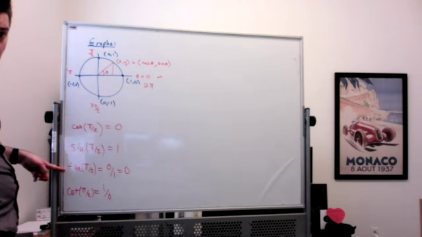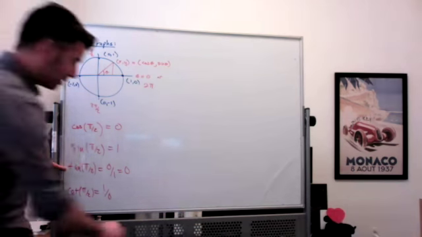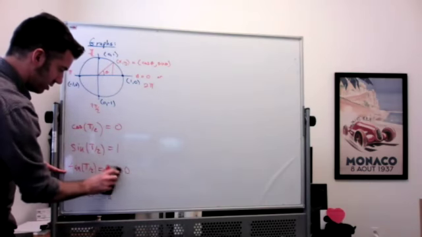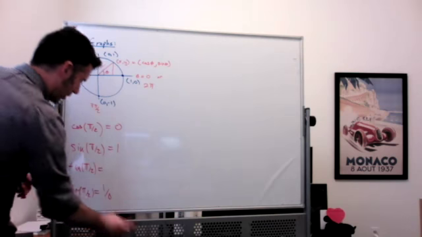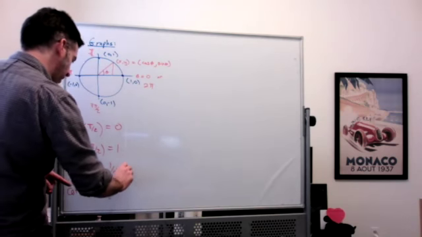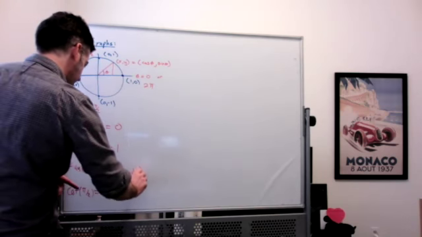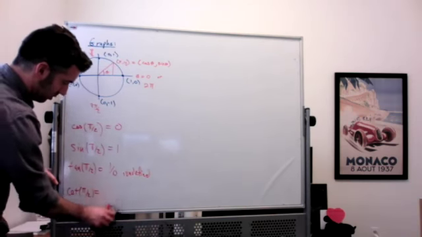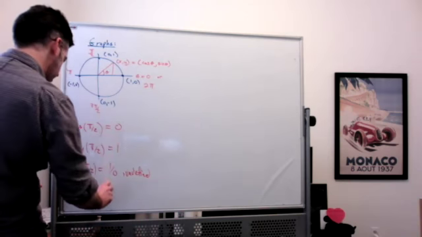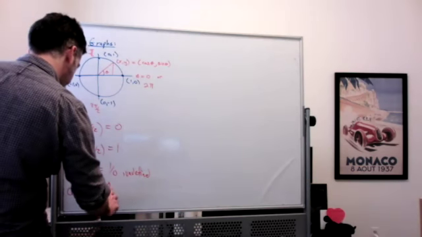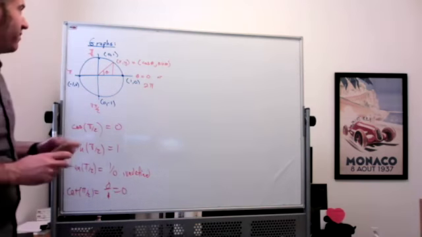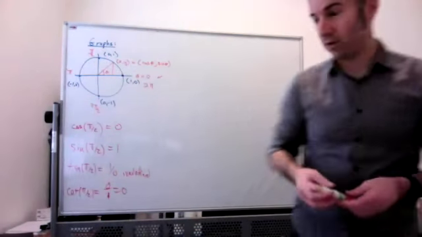I did this wrong. I made a mistake. Tangent is sine divided by cosine, which is 1 divided by 0, which is undefined. Cotangent would be the reciprocal, which is cosine divided by sine, which is 0 divided by 1, which is 0. Sorry about that.